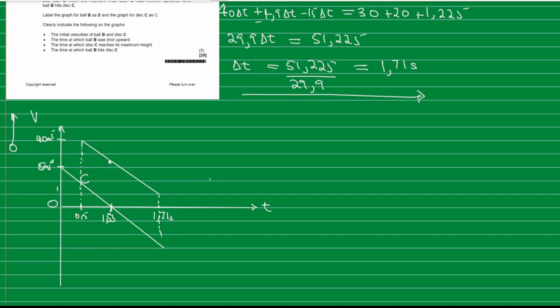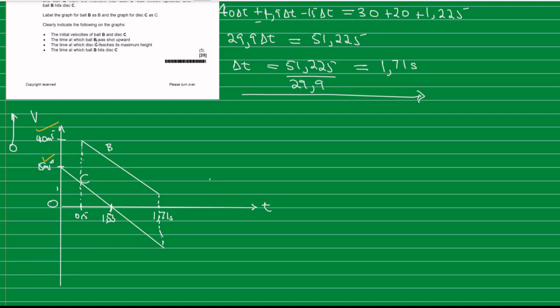So your line should be hanging above the time scale here. So it might be somewhere here. All right. So this will be our displacement for ball B. Actually, the velocity for ball B. So we have got two lines here, this one and that. These are just imaginary lines to indicate the time scale. So we have indicated the velocity of ball B and disc C, initial velocity. So yes, initial velocity for ball B and initial velocity for disc C.